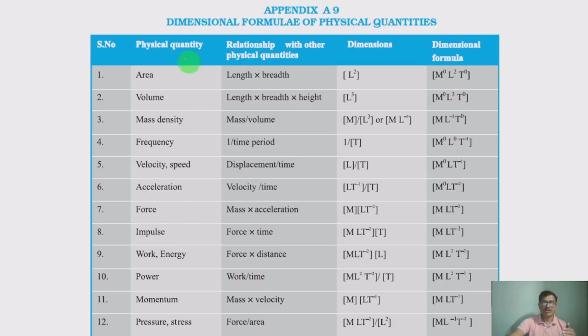In these 12 quantities, what are there? These physical quantities: area, volume, mass density, frequency, velocity or speed, acceleration, force, impulse, work, energy, power, momentum, pressure, stress, and their relationship with other physical quantities to represent the dimensional formula. Those are length multiplied with breadth, length, breadth, height, mass per volume, per unit time, period, displacement per time, velocity per time, mass into acceleration, force into time, force multiplied with distance, work per time, mass into velocity, force per area.